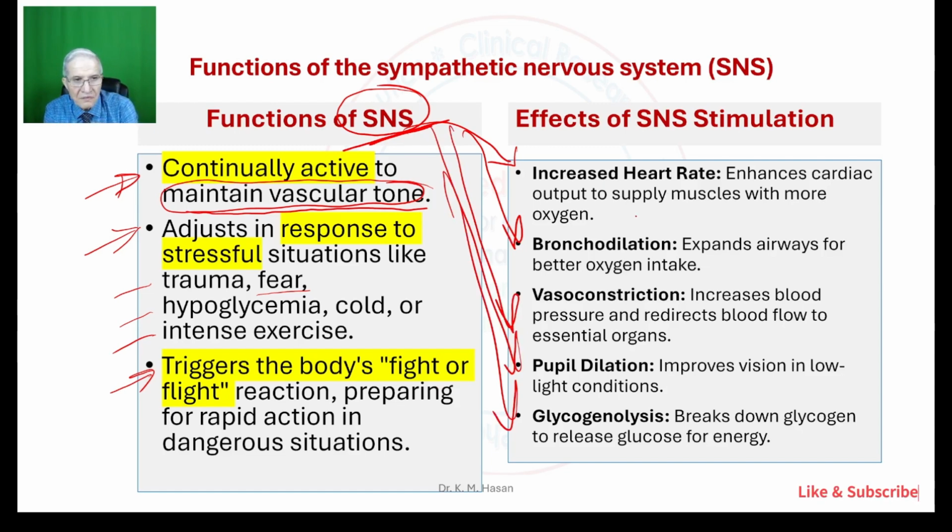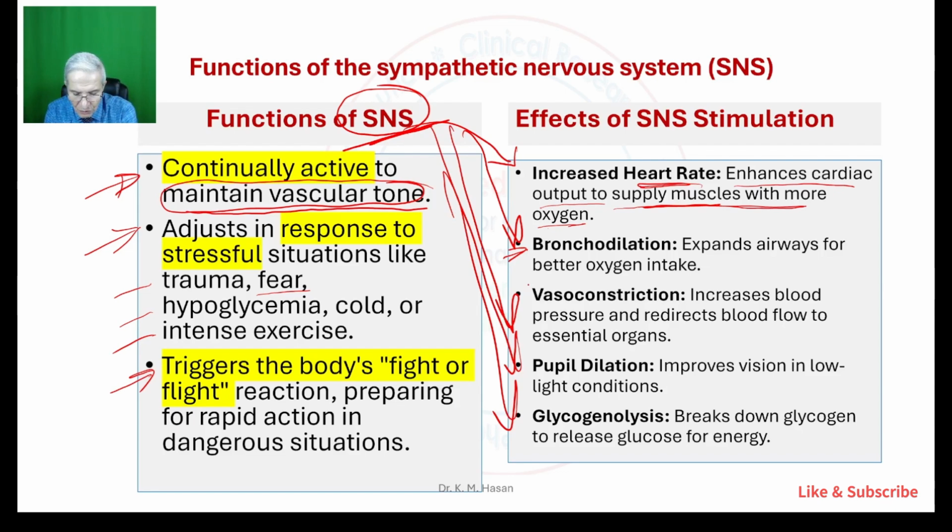Increasing heart rate is very important. When the epinephrine increases in our body, the heart rate will increase, and this will enhance cardiac output and supply more blood and more oxygen to the muscles. So we prepare ourselves for fight or flight, for exercise. So, increasing heart rate. Number two, bronchodilation. Bronchodilation means dilation of the bronchial tree, expanding the airways for better oxygen intake.